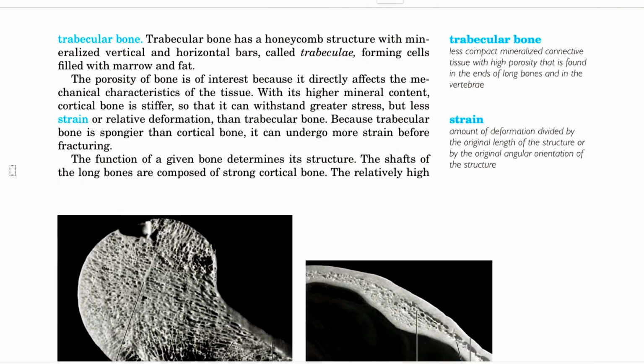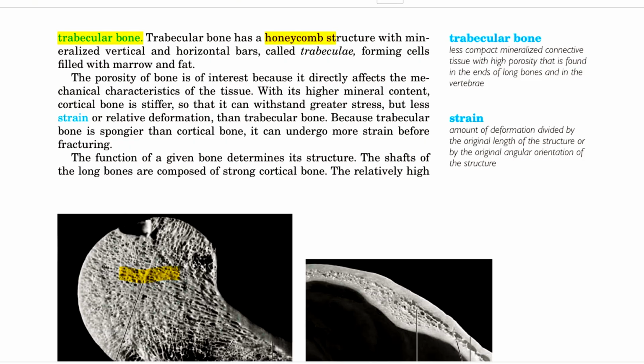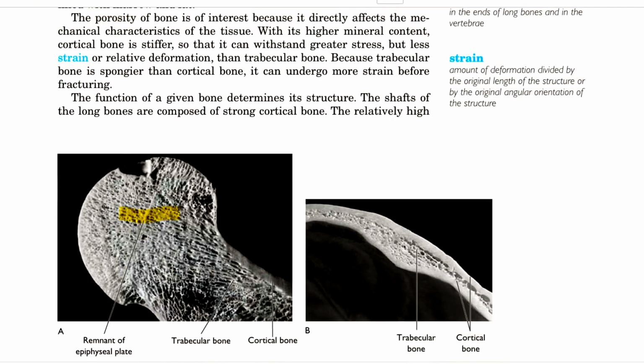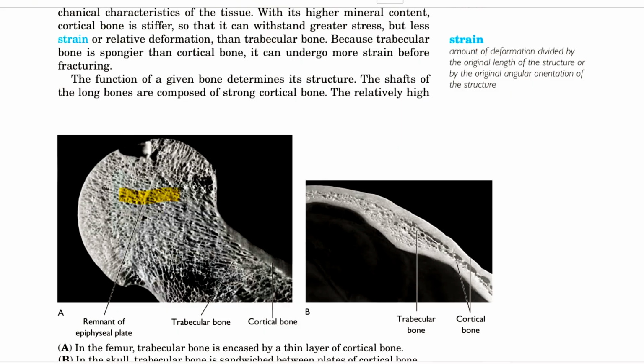Next is trabecular bone. Trabecular bone is basically the spongy bone. It is the inner spongy part of the bone, and it has high porosity, like 30 to 90%. It looks like a honeycomb, like shown in this picture below. You might have seen real bones that have this kind of structure. So it has high porosity, which makes it look like a honeycomb.